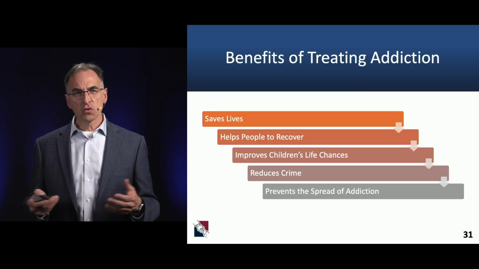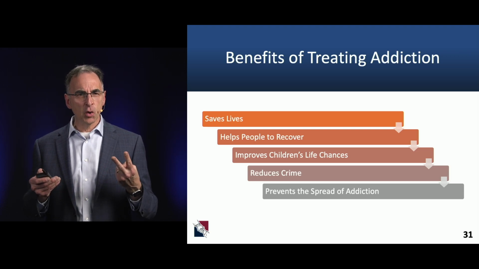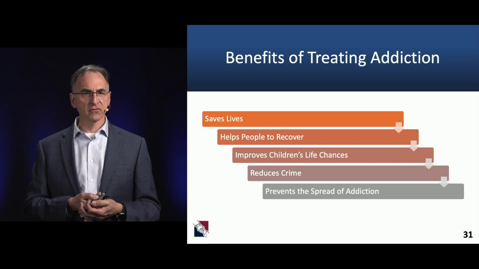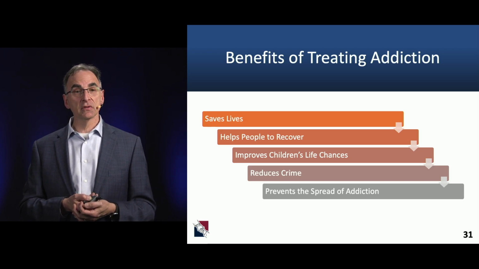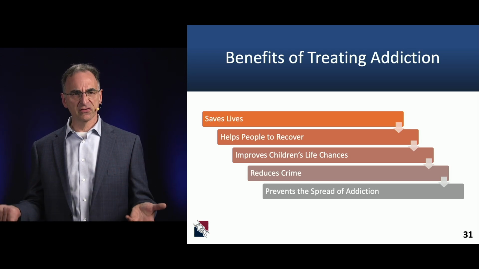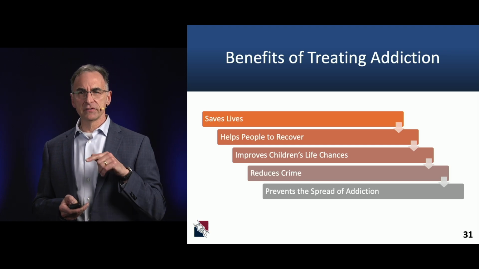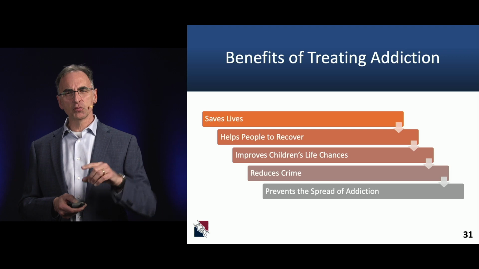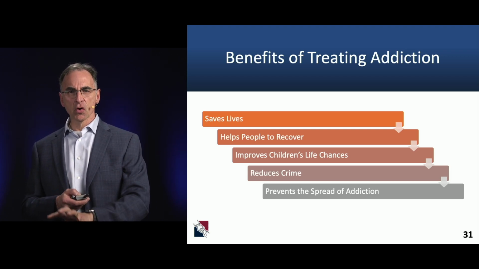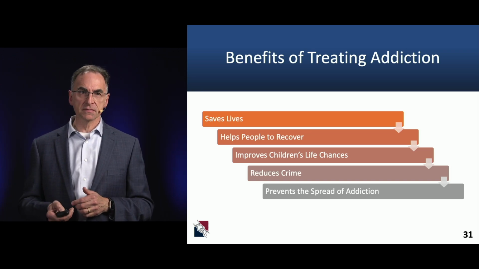So the benefits of treating addiction: it saves lives. It helps people move towards recovery and leading as normal a life as possible. It improves children's life chances, their chance to succeed in school, the chances to succeed in life. It reduces crime, and it prevents the spread of addiction. And much of that spread is when parents are using drugs and have addiction, there's a higher likelihood their children are going to have a similar addiction, and that's where this basically spread of addiction occurs.